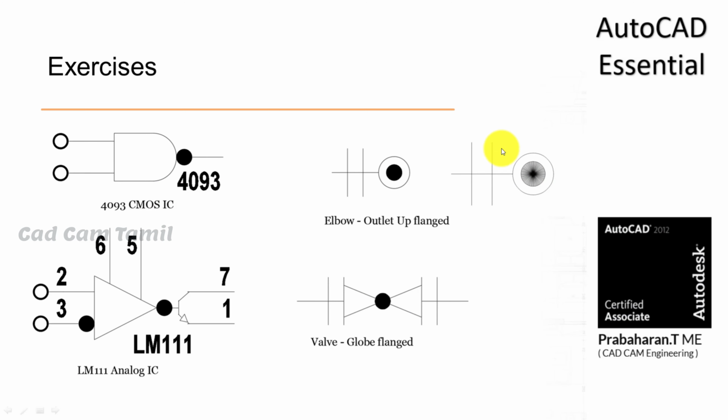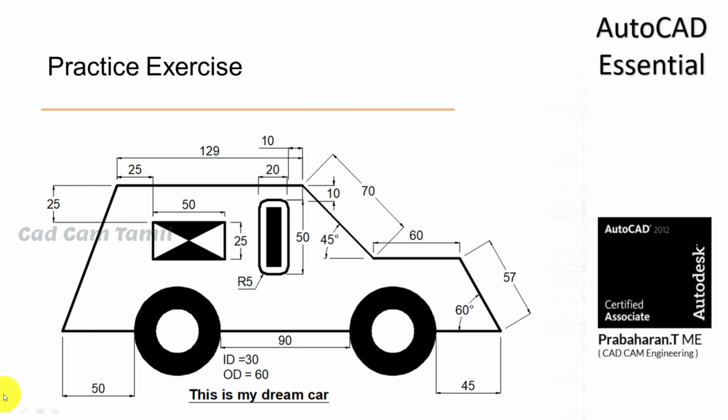Here we need to change the system variables. I am going to give you another new practice exercise. Here you are going to use a line, a rectangle with the filled circle, donut and solids. Here I have given information: ID means inside diameter of the donut, and OD means outside diameter of the donut. Once you finish, write this text also.